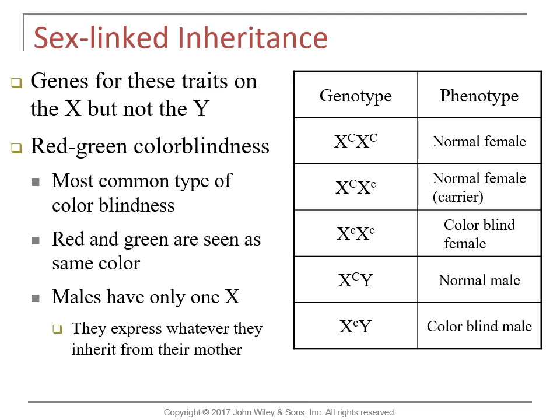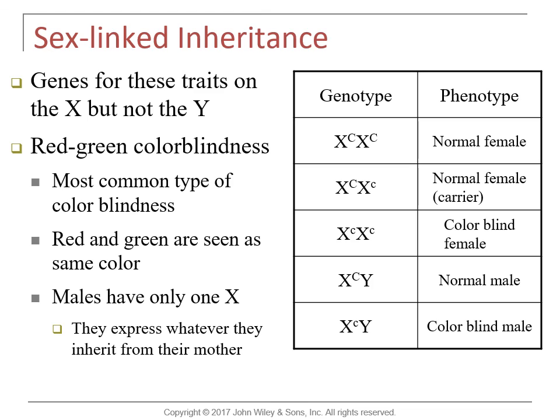For example, we have red-green color blindness, which is one example of sex-linked inheritance. This is the most common type of color blindness. This condition is characterized by a deficiency in either red or green sensitive cones. So red and green are seen as the same color, either red or green, depending on which cone is present.